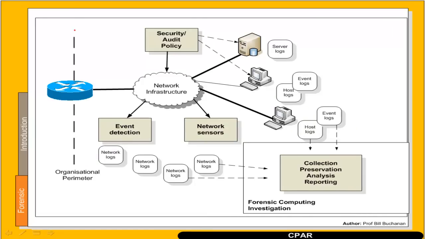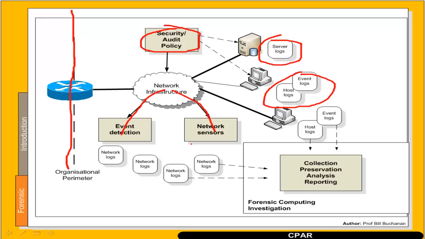So within our network, we typically have some sort of perimeter with a firewall, and most of the time we're dealing with security, and the security might be mapped to some audit or security policy. For this, we define event detection, network sensors, servers and logs on servers, event logs, host logs, and so on. But sometimes we actually need these logs and these events in the form of a digital forensics investigation.